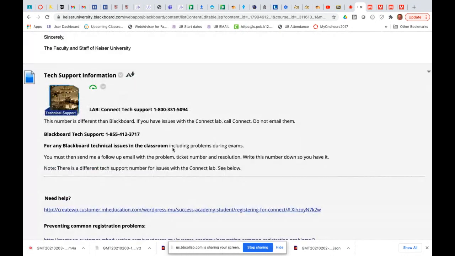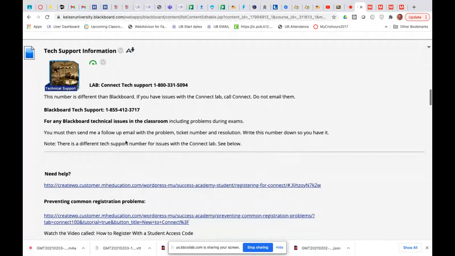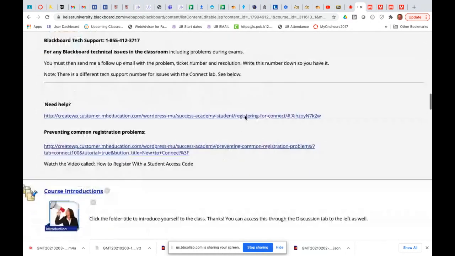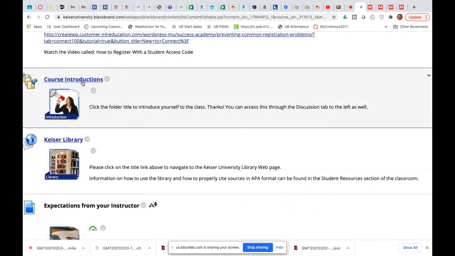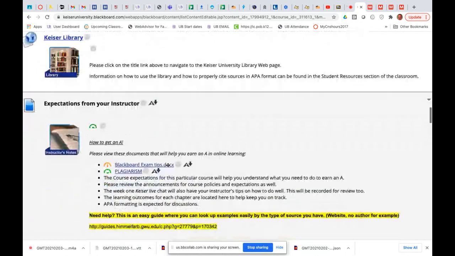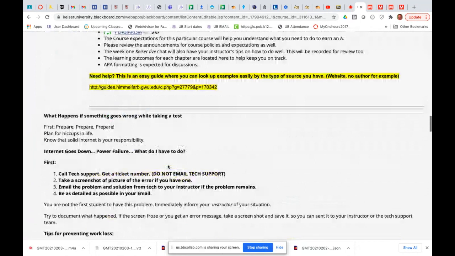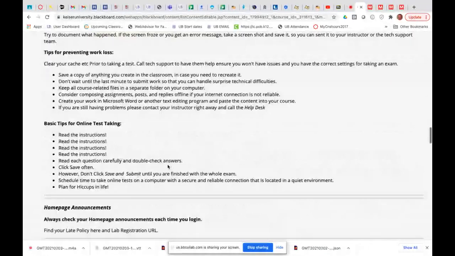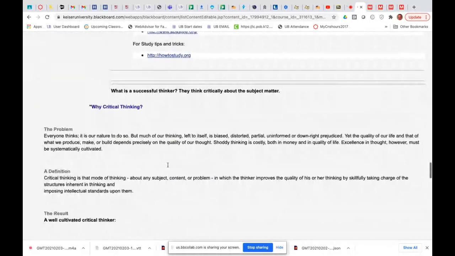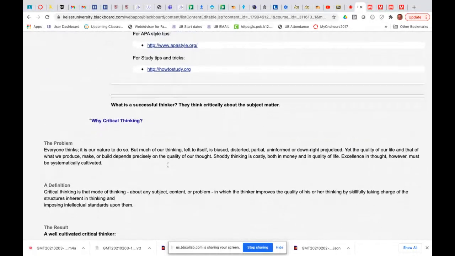Here are some tech information, some emails and contact information should you need to reach anyone. Okay. If you have questions with Connect, you're not contacting these people. You're contacting McGraw-Hill. Okay. Course introductions. Here's access to our library. And let's see, once you go through that, I think it's going to take us to week 1.